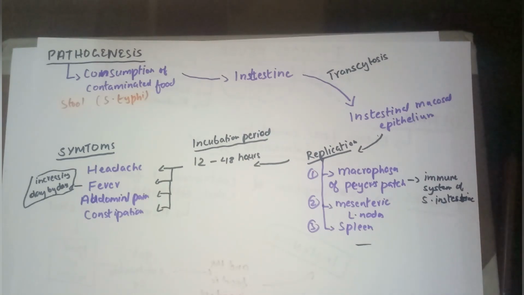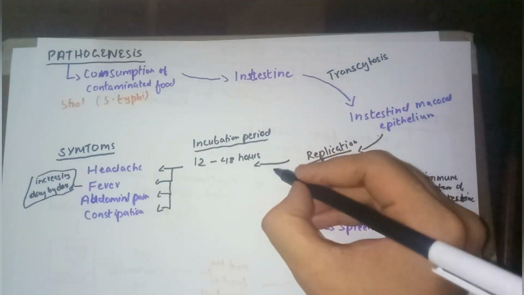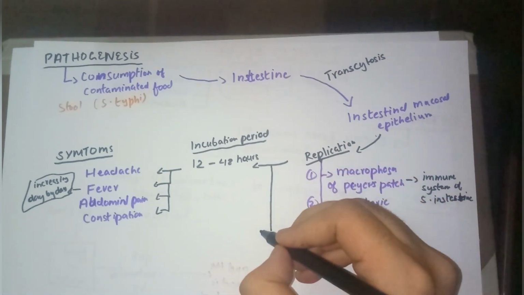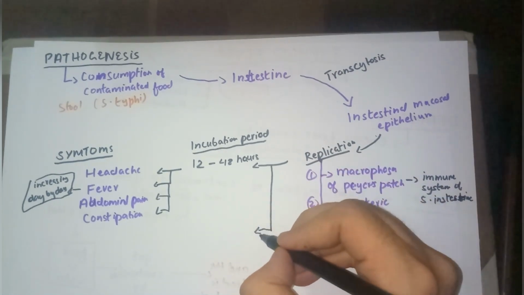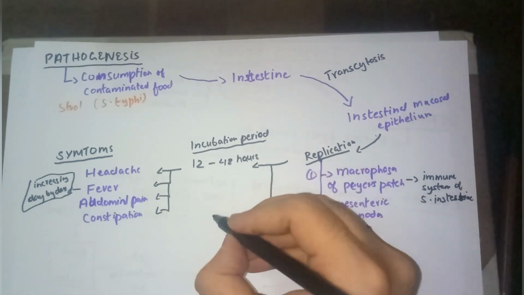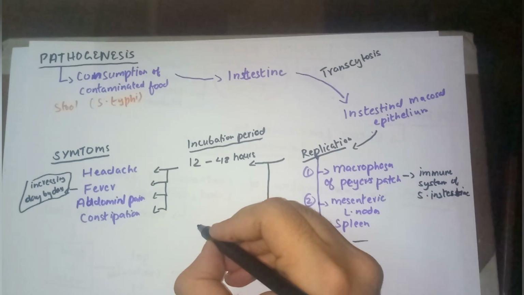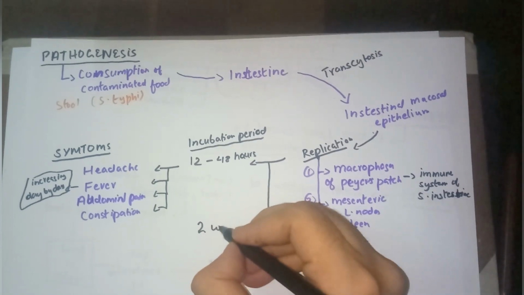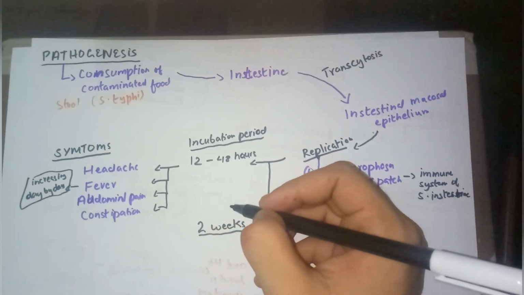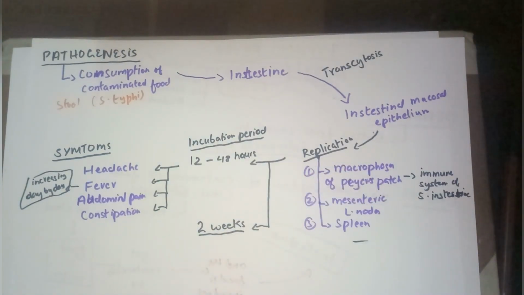So now there's one more thing. For example, this bacteria is living inside, and no one is treating. He is just taking paracetamol and not doing anything. He is thinking it is just a normal fever. So what will happen after 2 weeks? For example, it's already 2 weeks for this bacteria to be inside. What will happen?